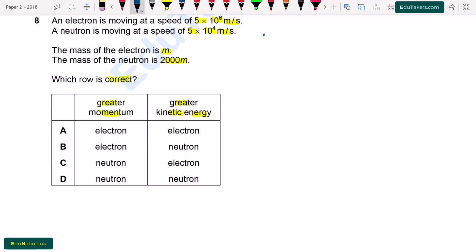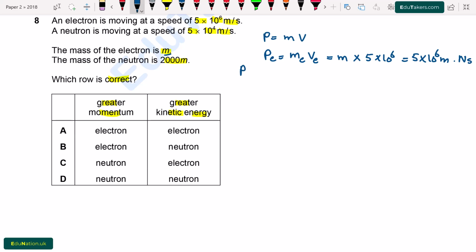We know that momentum is the product of mass and velocity of the object. Here electron and neutrons are given. So first of all, I calculate the momentum of the electron. Here will be mass of electron and velocity of the electron. Mass of electron is given, that is m, multiplied by velocity is 5 into 10 to the power 6. So here will be 5 into 10 to the power 6 m and unit is Newton second.